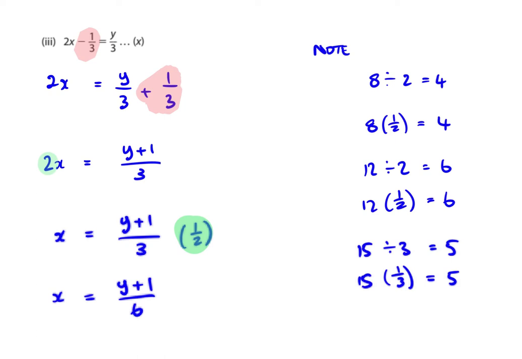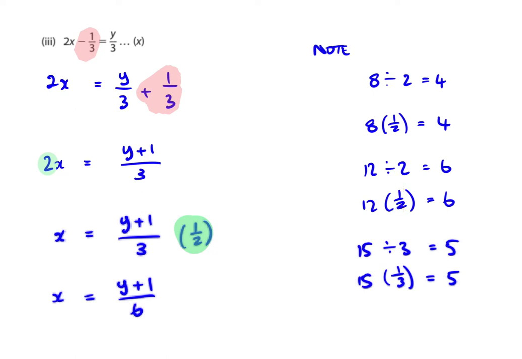So for instance, if you took the number 8 and you divided it by 2, you get 4. If you took the number 8 and you multiplied it by a half, you get 8 times 1, which is 8, all over 2. 8 over 2 gives you 4. Similarly, 12 divided by 2 equals 6. 12 multiplied by a half is 12, multiplied by 1, which is 12, all over 2. 12 over 2 will give us 6.